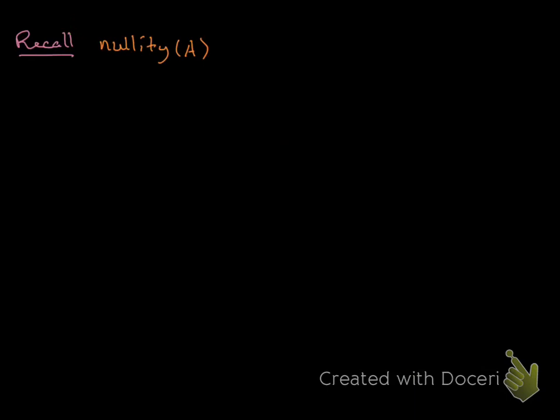I want you to recall the nullity of a matrix A, because to talk about our rank nullity theorem, I need nullity. It's half of the theorem. Nullity is the dimension of the null space. Dimension of the null space of A. Okay? This new part is what we're going to refer to as rank.